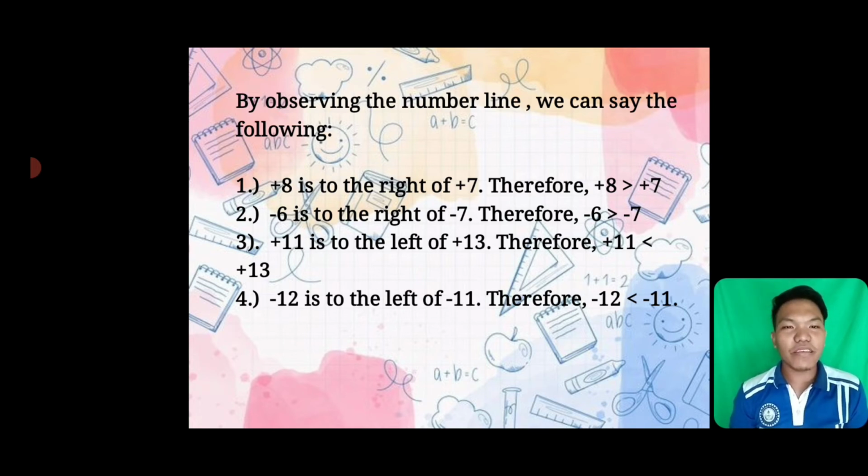Positive 11 is to the left of positive 13. Therefore, positive 11 is less than positive 13. Negative 12 is to the left of negative 11. Therefore, negative 12 is less than negative 11.